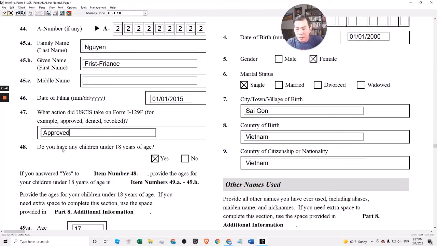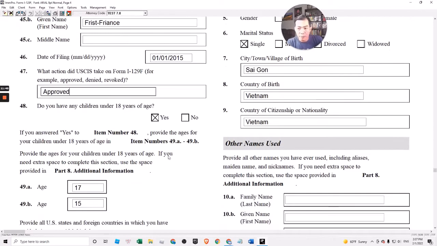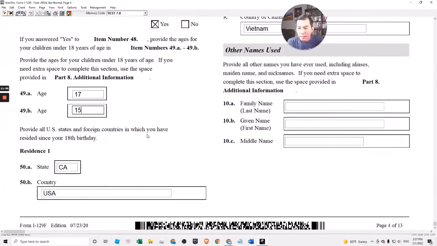Question 48. Do you have any children under 18 years old? Yes or no? Simple. Answer that. And I put the age right here. Remember, under 18 years old. If you have children 19 years old, you don't have to worry about that. Next question, residence. Your residence since you turned 18 years old. Either California or another state, you just list it out here.